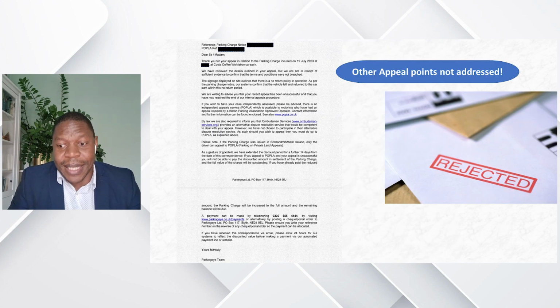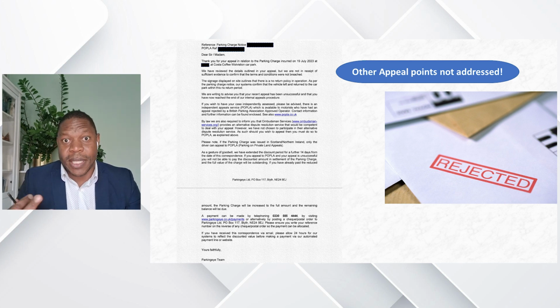So unfortunately, the parking company rejected this appeal. So this is the first stage of the appeal process. In the 3-step appeal process, we have writing the appeal, and submitting the appeal to the parking company, but at the second stage, which is submitting to the parking company, they refused.